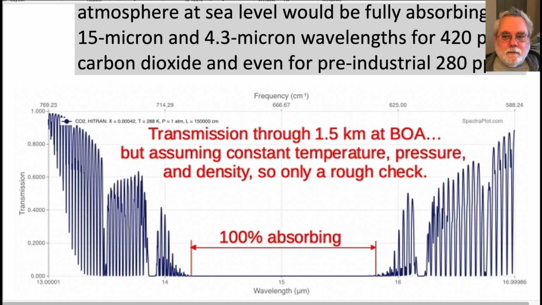Next, I set the fixed thickness of absorbing medium to 1.5 kilometers. I used the fixed temperature and pressure at the bottom of the atmosphere. This tool does not implement the temperature and pressure profile of the atmosphere, so the graph is only a rough check against previous graphs. Here we see zero transmission, 100% absorption between 14.2 and 15.8 microns, and absorption falling in the outside wings.